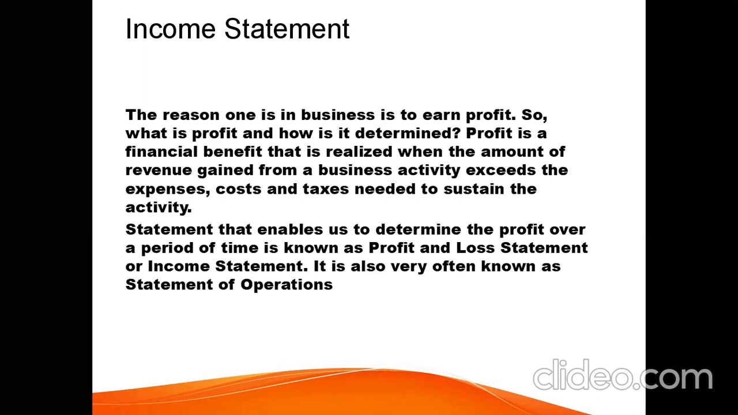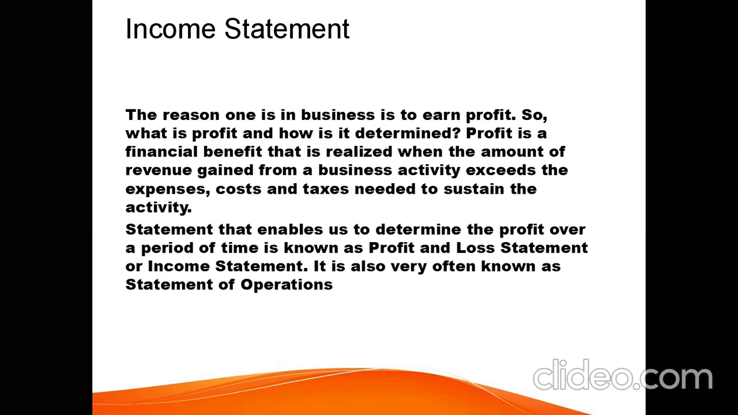activity and the gained revenue exceeds the expenses, costs, and taxes needed to sustain the activity. In short, when the incomes are more in comparison to the expenditures, costs, and taxes, the remaining or residual amount is considered as profit.